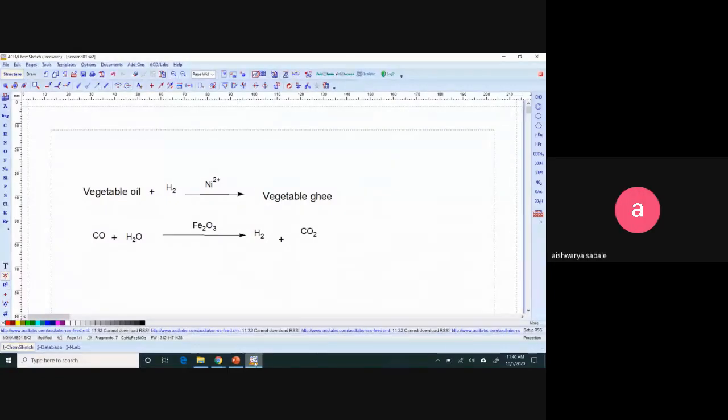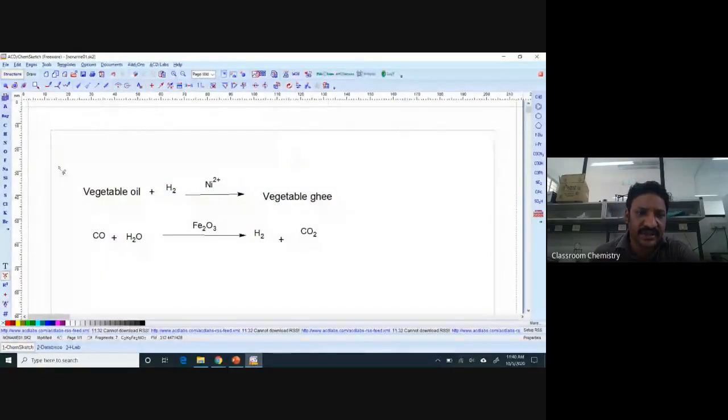Yes, sir. Okay. Here, you see the one example which has vegetable oil. So all of you know what is meant by vegetable oil, and that vegetable oil is in liquid form. Okay. And that reacts with hydrogen in presence of catalyst, what? Nickel. So it gives what? Vegetable ghee. So this vegetable oil is in liquid form. H2 gas is in the gaseous form. Nickel is in what? Solid form. And whatever product is formed, it is also in solid form. Okay. So this is the example of homogeneous or heterogeneous catalyst.